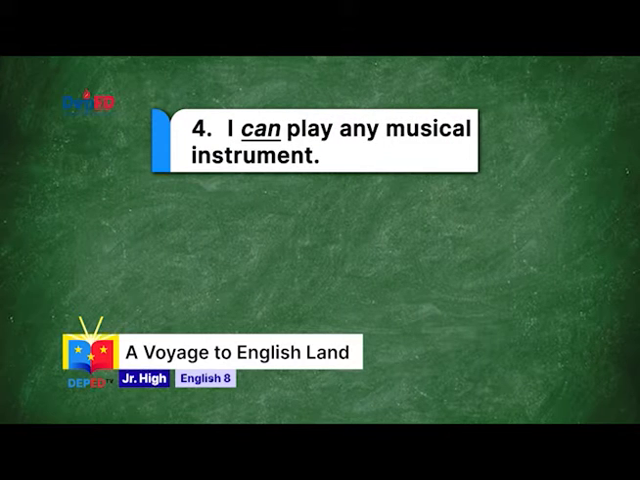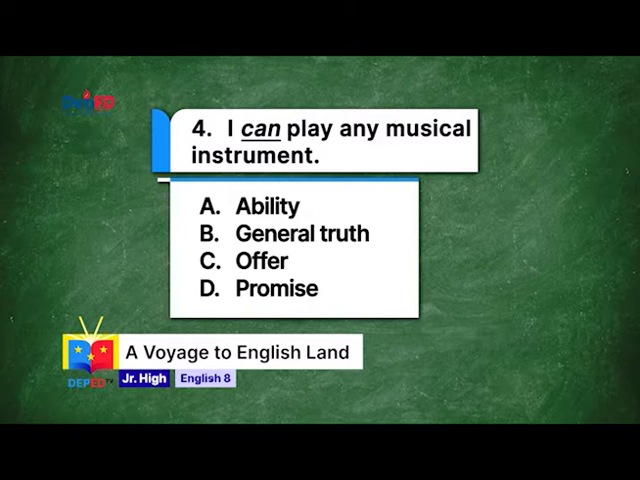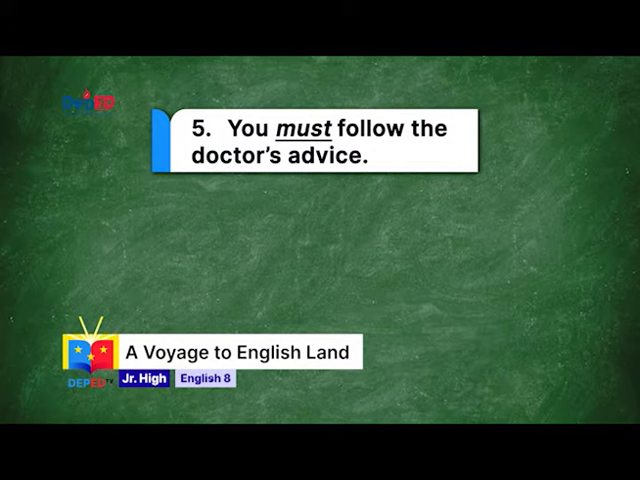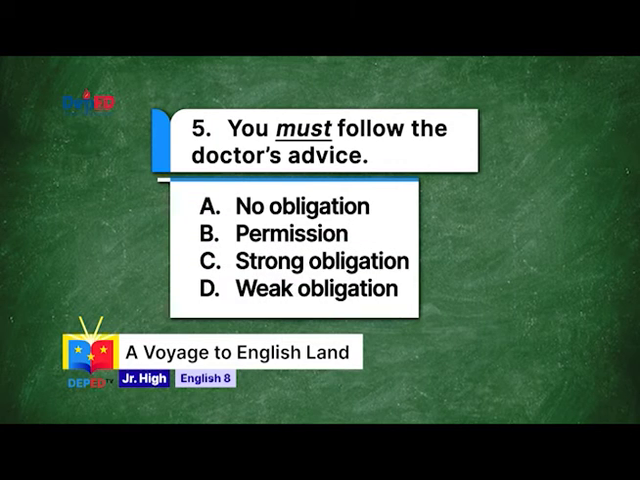Number four, I can play any musical instrument. Your underlined modal is can. And here are your choices. Letter A, ability. Letter B, general truth. Letter C, offer. Letter D, promise. And number five, you must follow the doctor's advice. Your underlined modal is must. And here are your choices. Letter A, no obligation. Letter B, permission. Letter C, strong obligation. And letter D, weak obligation.